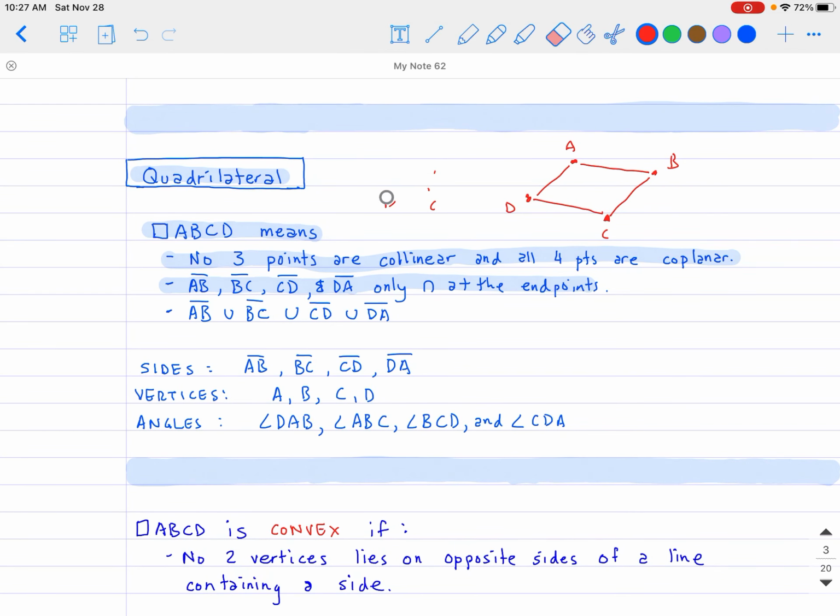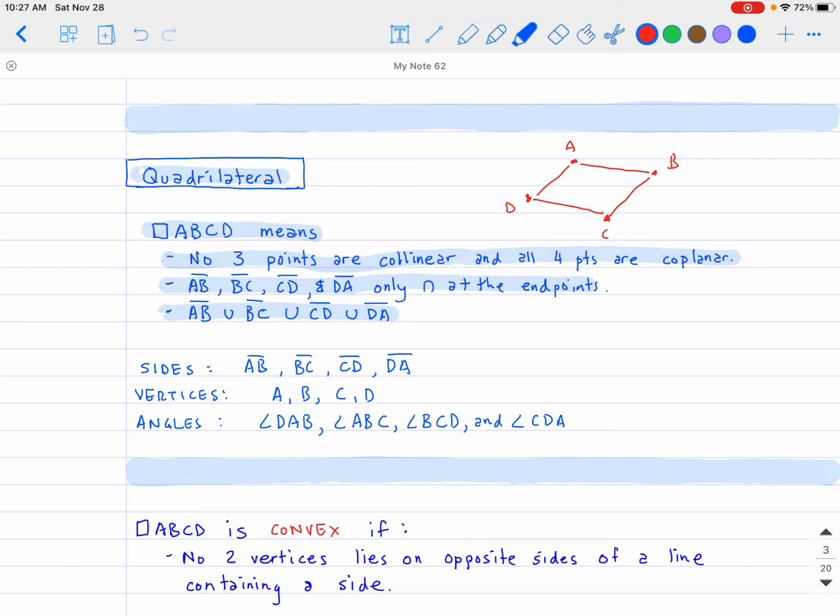Next, we have the last condition, such that the union of AB, BC, CD, and DA is what's going to form the quadrilateral. That means the union of the four sides is going to make up this quadrilateral that we're going to be talking about. And this does not include the interior, so be careful about that. We're only going to talk about the union of the sides that makes up that four-sided figure.